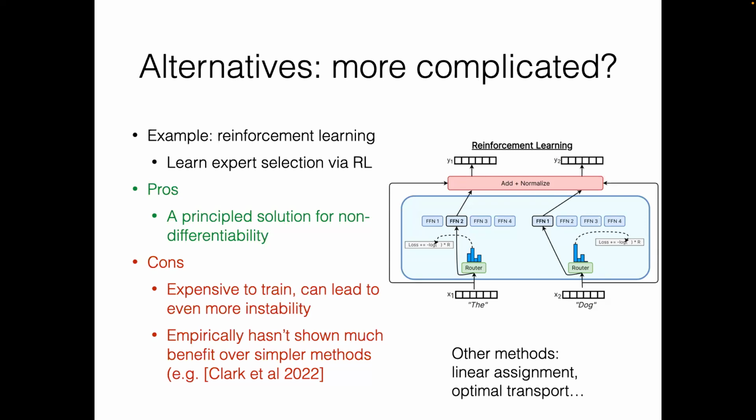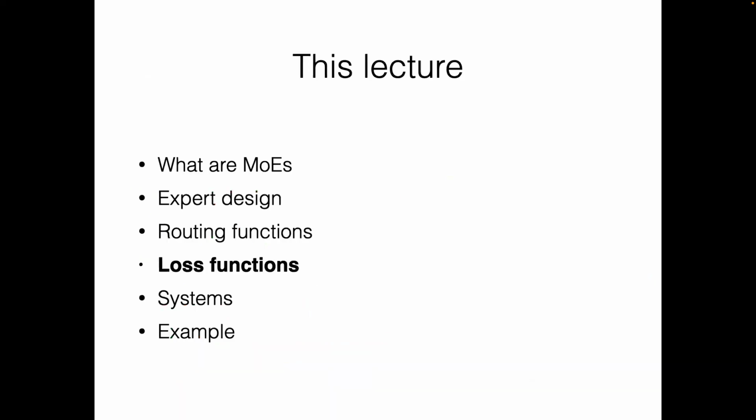Now, you could think about other clever ways of framing this, like some kind of linear assignment problem or optimal transport. And yeah, those things have been tried as well. But as I mentioned, we can focus on this top K operation, at least as we're looking at what's currently used. Okay, so that's the routing functions. Any questions there before we talk about the loss and training the mixture of experts?